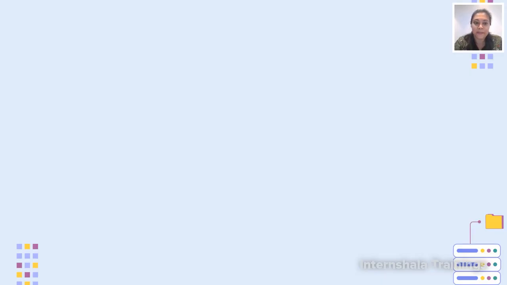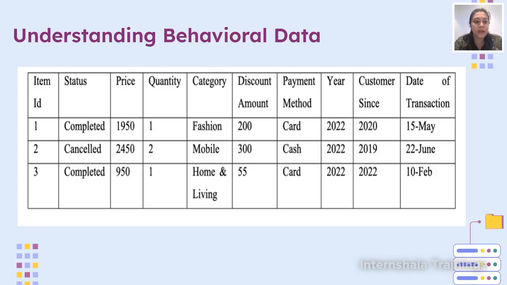So we can take an example again. So here I have some items, item ID 1, 2, 3. I have the status, that is completed, cancel, or completed. Price of that particular items, the quantities, the categories of that particular items, discount amount, payment method, year, customer since, date of transaction.